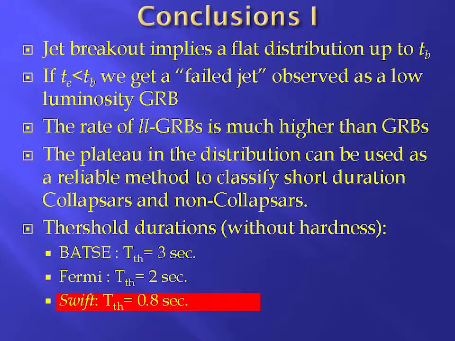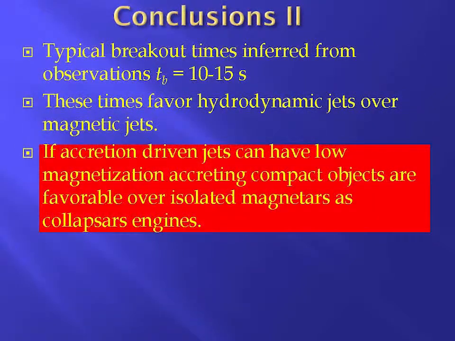The threshold duration, and this is the message that I want you to take from this first part of the talk. The threshold duration in the case where we don't use the hardness information, at least in Swift, is about 0.8 seconds. These are not the 2 seconds that people usually use. If you want to do a better job, you can also use the hardness information, and all these plots appear in the paper that is already out.